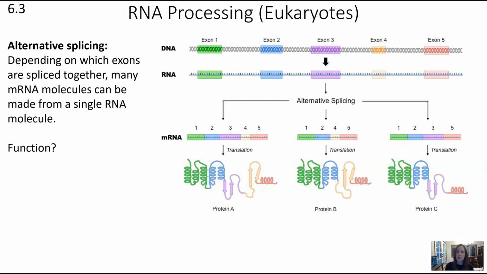Alternative splicing refers to the idea that a single RNA strand can be chopped up and pieced together in different ways. Depending on which exons are spliced together, many different mRNA molecules can be made from a single unprocessed RNA strand. What do you think the function of this is? The function is that you can increase the diversity of the proteins produced without increasing the amount of DNA you need. The very same nucleotide sequence in DNA can result in a bunch of different proteins depending on which pieces of the code are used to form that final protein.